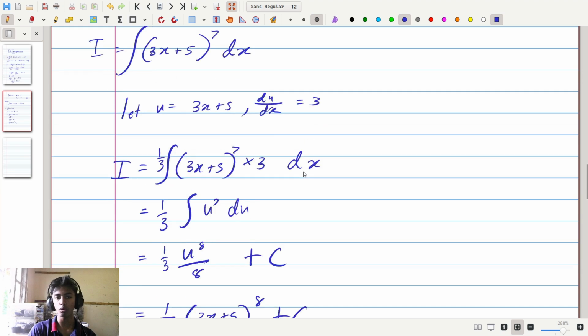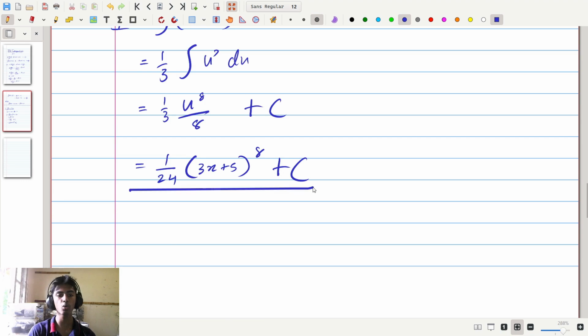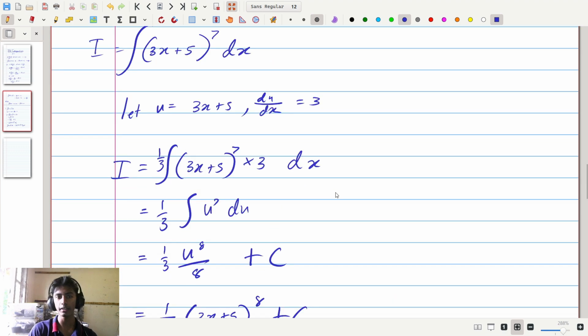So therefore, the integral of 3x plus 5 to the power of 7 integrated with respect to x is going to be equal to 1/24 of 3x plus 5 to the power of 8 plus c. So we can write finally that the integral of 3x plus 5 to the power of 7 with respect to x is going to be equal to 1 divided by 24 times 3x plus 5 to the power of 8 plus c.